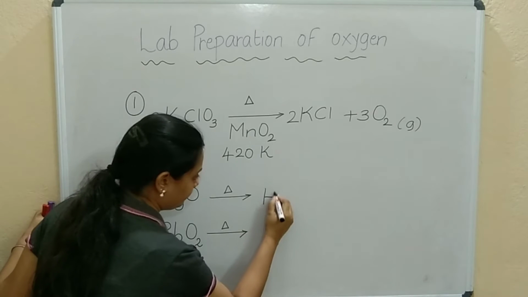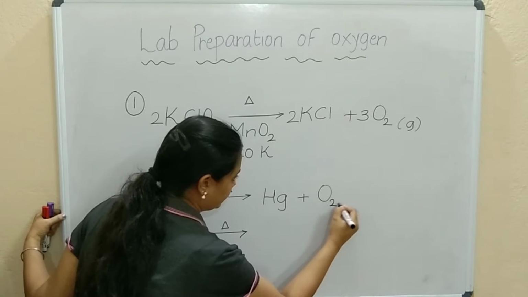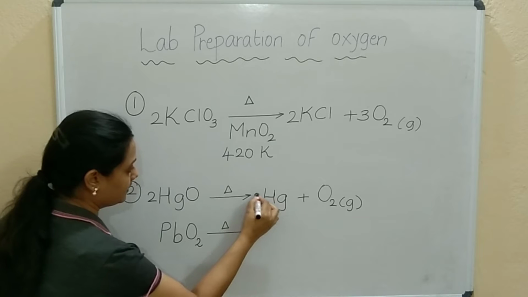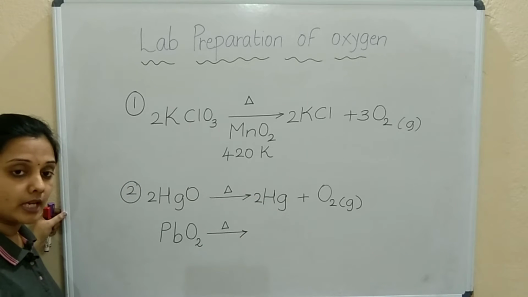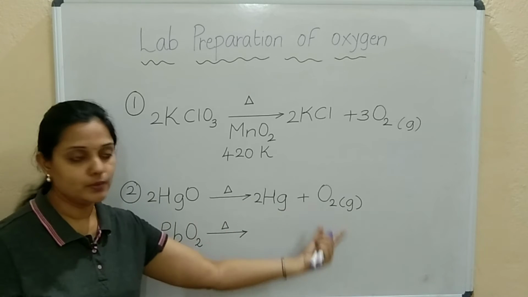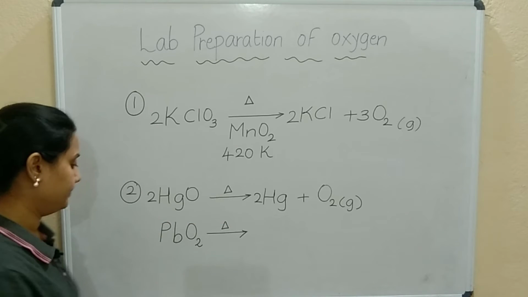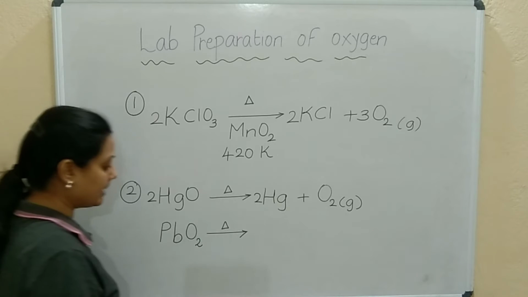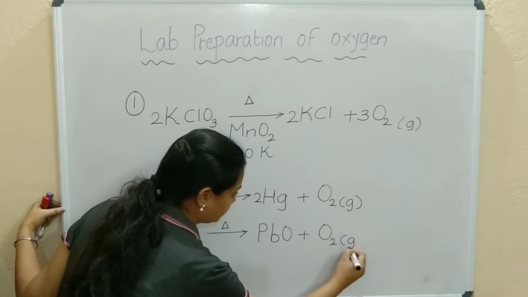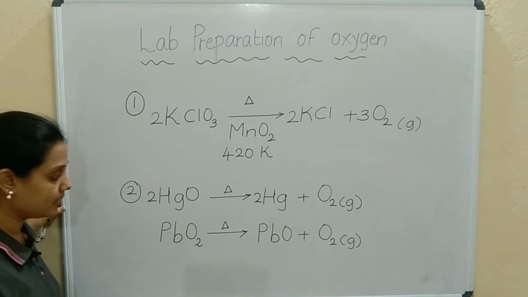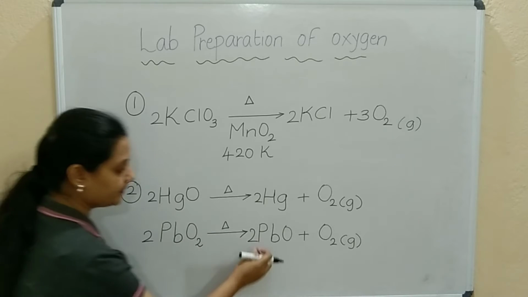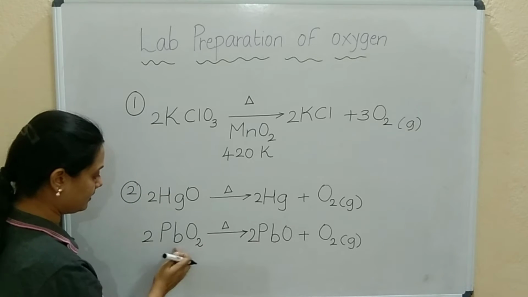It produces Hg and O2 gas. To balance the equation, I will write here 2, here also 2. Decomposition means the compound will split into smaller molecules. So PbO2 on thermal decomposition forms PbO plus O2 gas. Balancing the equation, I will write here 2, and here 2. So 2 twos are 4 oxygen, here 2 oxygen, here 2 oxygen, Pb is 2, Pb is 2.